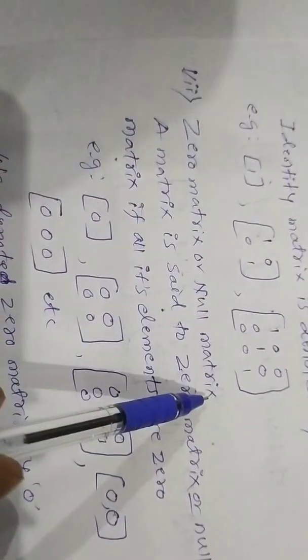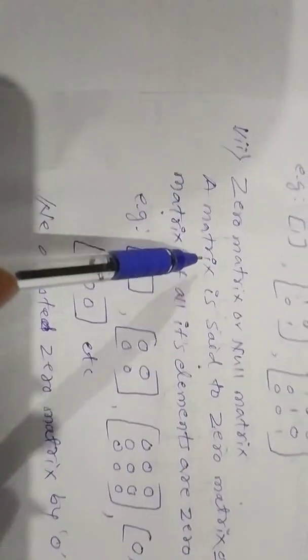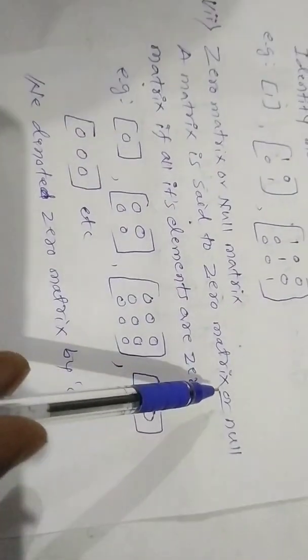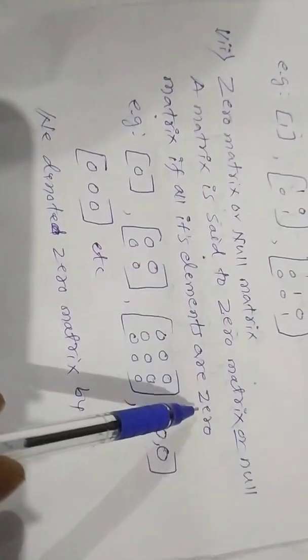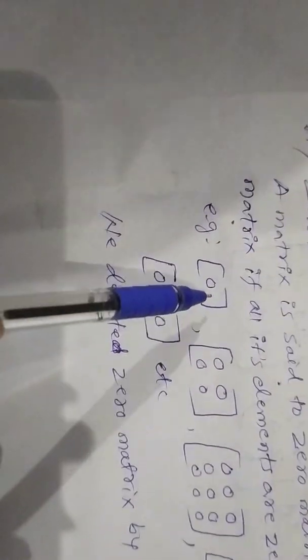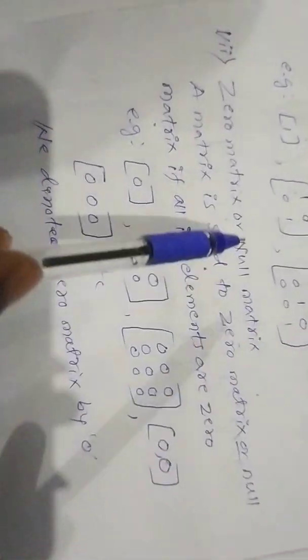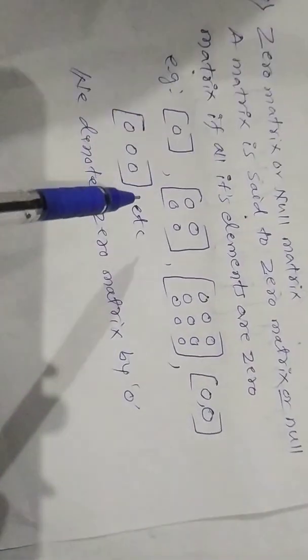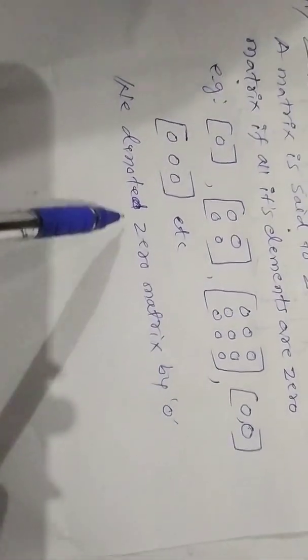And similarly, the last type, that is the seventh one, is the zero matrix or null matrix. A matrix is said to be a zero matrix or null matrix if all its elements are 0. See here, example: 0, 0, 0, 0, 0, 0, 0, 0, 0, and so on. Such types of matrices are called zero matrices. We denote the zero matrix by the symbol 0, not O.